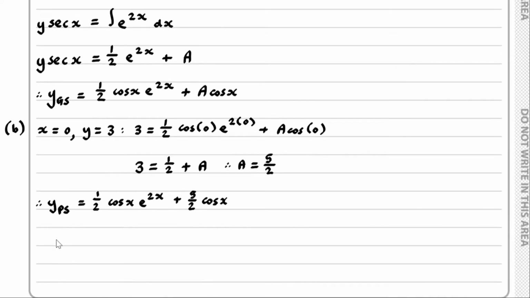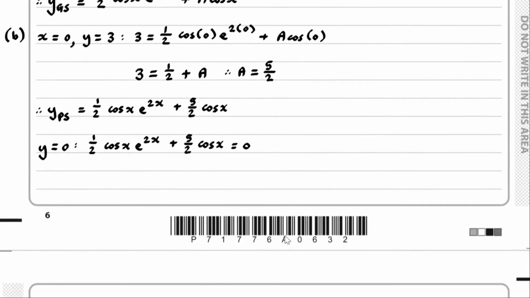And so what we are doing is we are finding the smallest positive value of x for which y is equal to 0. So when y is equal to 0, we have 1/2 times cos x times e to the 2x plus 5 over 2 cos x equaling 0. And if I multiply through by 2, we have cos x times e to the 2x plus 5 cos x equals 0.